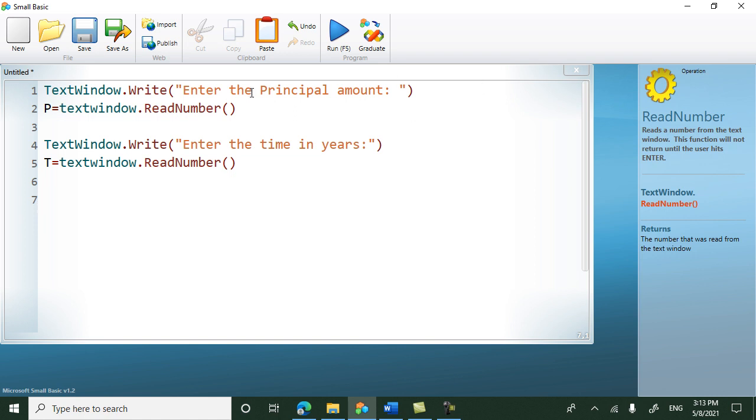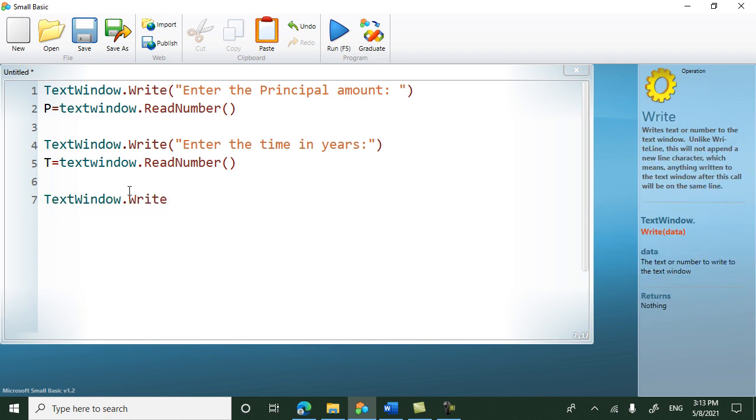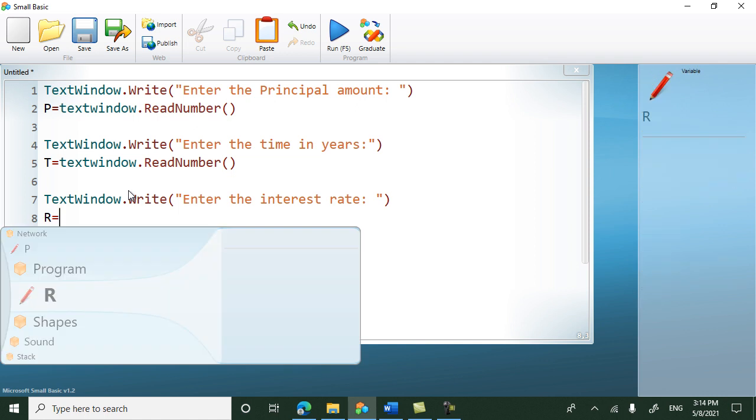Now we have taken the principal amount and we have taken the time period for which we have to calculate the interest. The third thing that we need is the interest rate, because different banks are giving different interest, 1%, 2%, 2.5%, 3%, depending upon the type of deposit. So we will take the interest rate from the user. The interest rate we will store in the variable R.